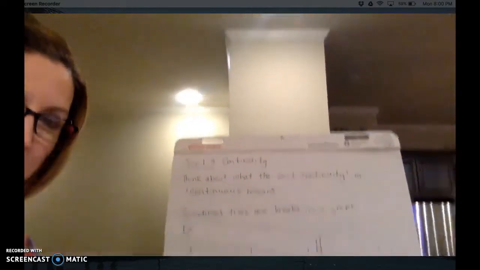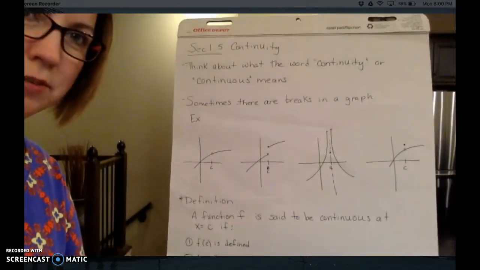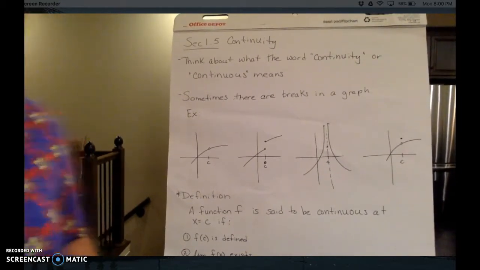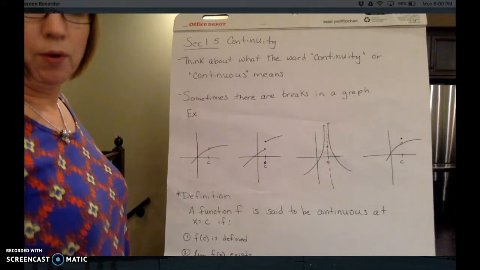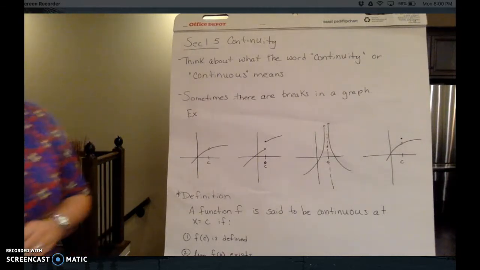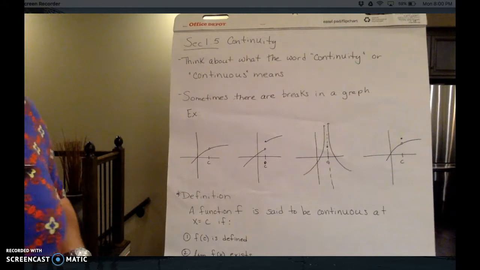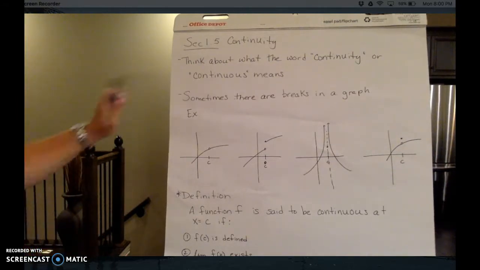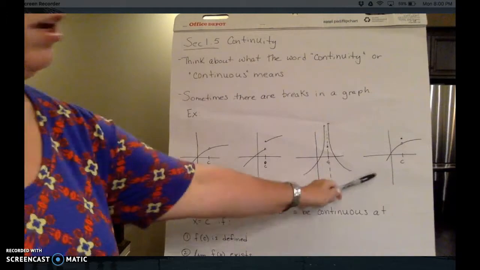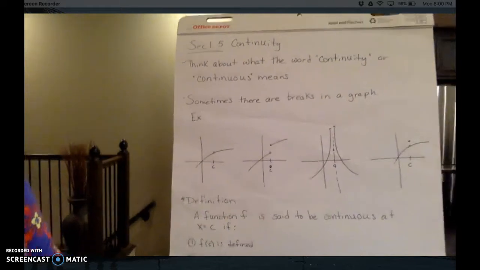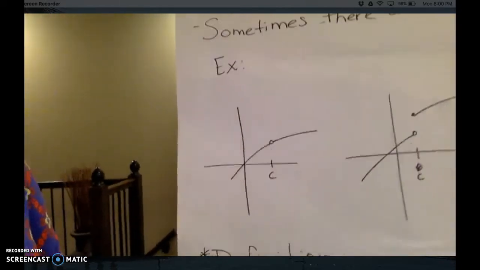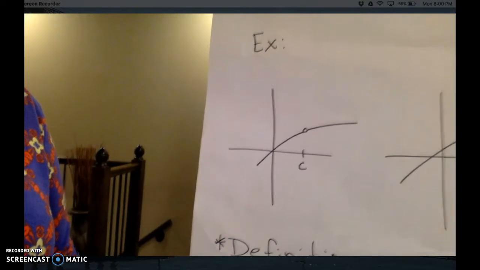So let's get started. Here is the little pad of paper. I'm going to move this down so we can see. There we go. Continuity. So we already thought about the word continuity, and what we're going to find is that sometimes there are breaks in a graph. I've drawn 4 graphs here where you can see we have breaks in them. Let me see if I can zoom in on this one.